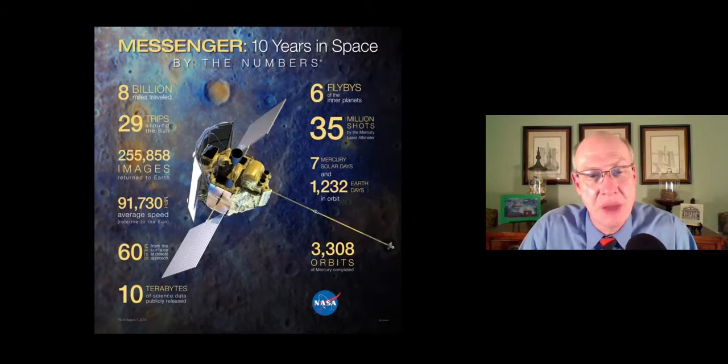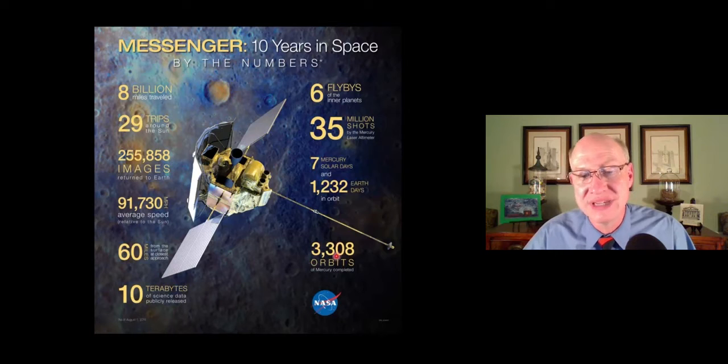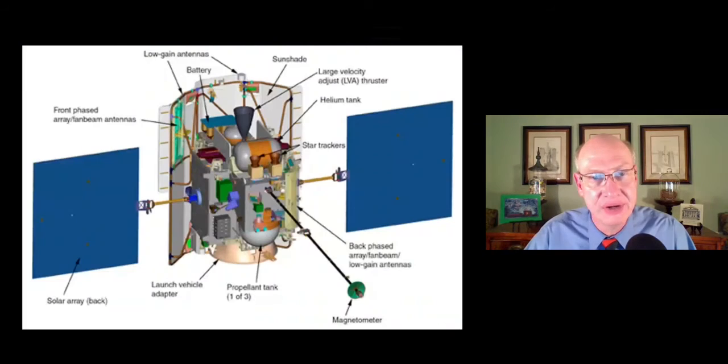So these are some numbers from August of 2014, a little bit before the end of the mission, about the Messenger spacecraft in orbit around Mercury. It returned 10 terabytes of data. It came as close as 60 miles to the surface of Mercury. It made 3,308 orbits by August 1st, 2014, and the mission continued for another, let's see, what would it be? Another 8 months or so after that. It made 29 trips around the sun in orbit around Mercury.